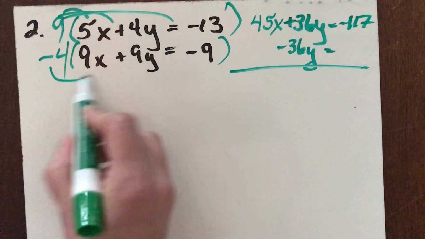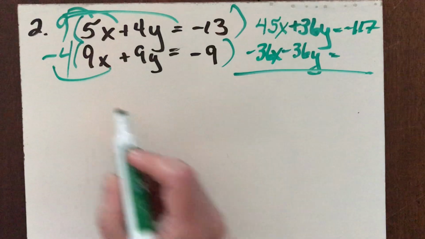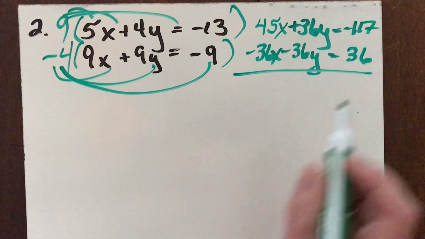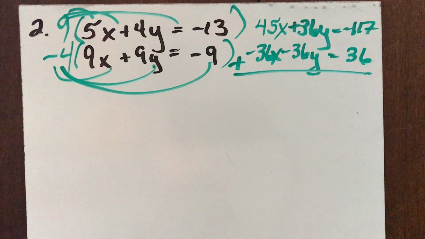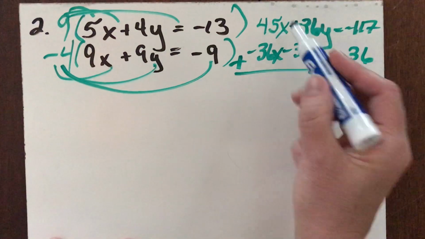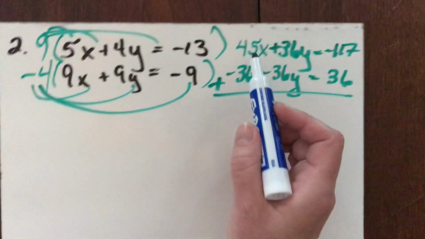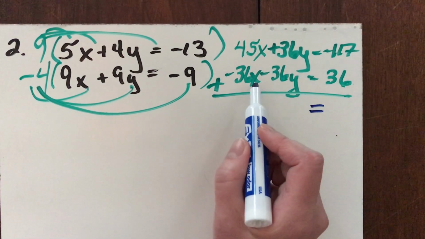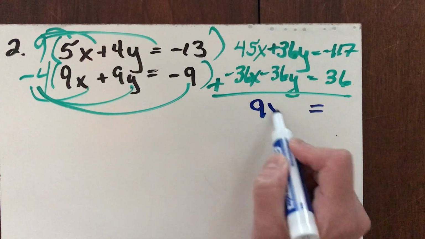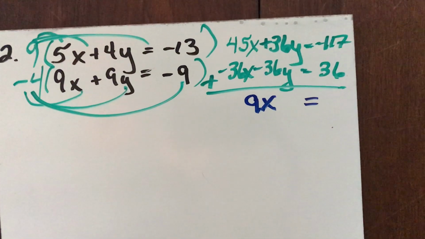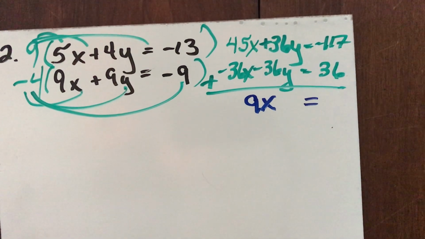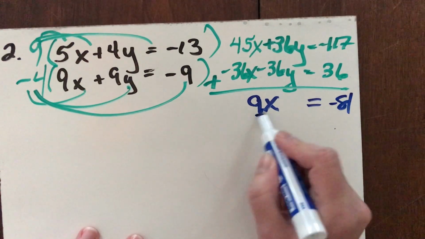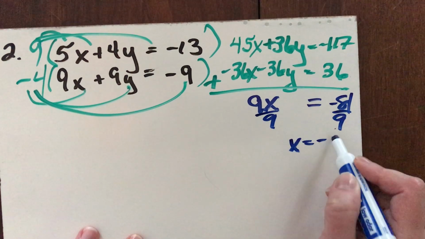Okay. Negative 4 times 9x is negative 36x. The negative 4 times 9y is the negative 36y, and the negative 4 times negative 9 is going to be positive 36. Now I'm good to go. I've got my opposite coefficients. I'm going to add my columns together. My y's cancel each other out. So 45 minus 36 is going to be 9x, and negative 117 plus 36 is going to be negative 81. All right, so 9x equals negative 81. So I'm going to divide by 9, and x is going to be negative 9.